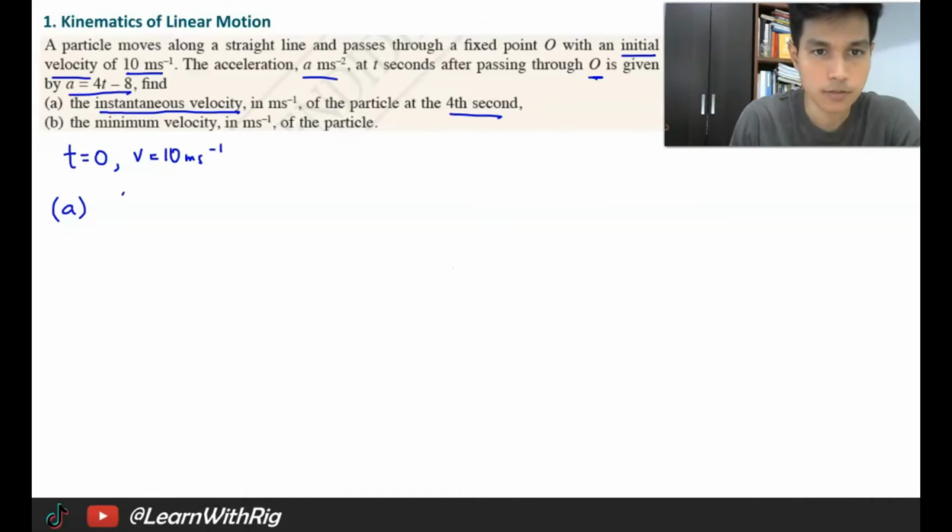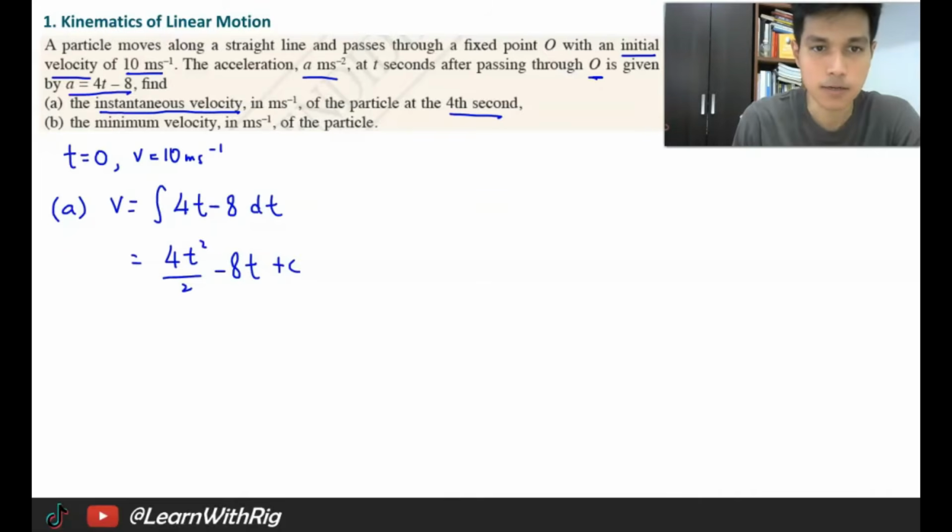So when you integrate, v is equal to the integration of 4t minus 8 dt. Okay, so when you integrate, you get 4t square over 2 minus 8t plus c. Don't forget your plus c. So you simplify this, you should get 2t square minus 8t plus c.